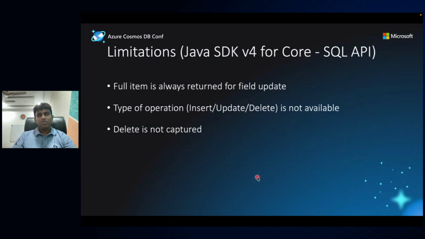There are a few limitations that developers should be aware of with respect to SDK version 4 for SQL API. For any field update that happens on the source side, we don't get information on which field got updated. Rather, the full item is always retrieved from the change feed. So that is one limitation. And there is no information on what type of operation was performed on the container, whether it was an insert, update or delete. That information is not available as of today.